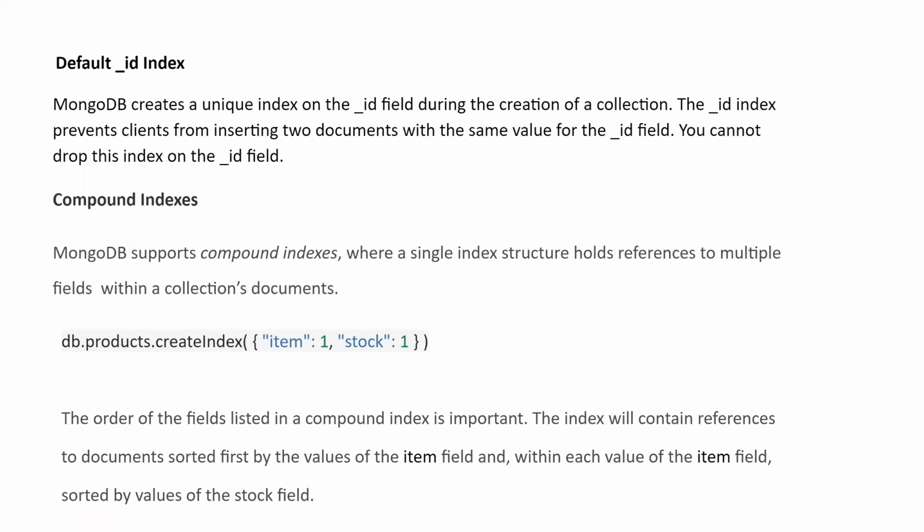What makes me think that way is this sentence, that the underscore ID index prevents clients from inserting two documents with the same value for the underscore ID field. Which means, when the application inserts any document, they don't provide an underscore ID field. It's rather generated by MongoDB itself and returned as part of the insert, right? So in that case, there is really nothing preventing the user from inserting the same document or the same content, correct?